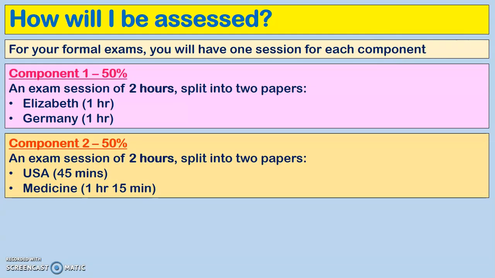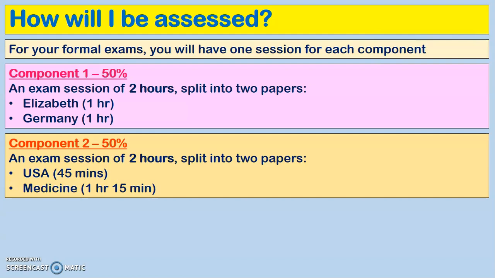There will be obviously formal exams at the end of the course in Year 11. That will be 4 papers, but split into 2 sessions. We've got Component 1, an Elizabeth paper and a Germany paper. Both are an hour long. And we've got Component 2, the USA paper and the Medicine paper. USA is a 45-minute paper, and Medicine is an hour and 15 minutes.